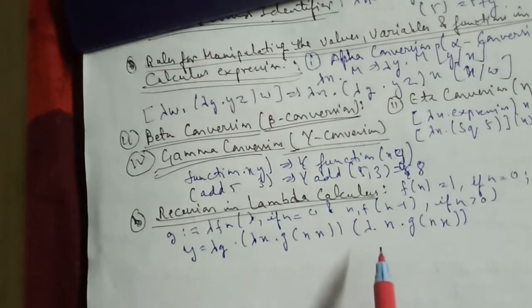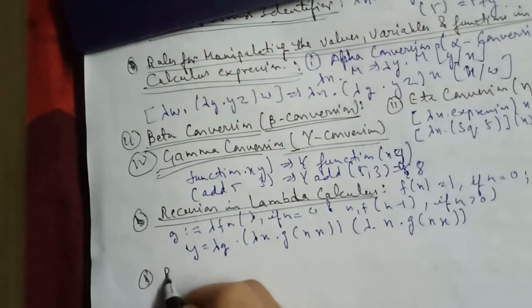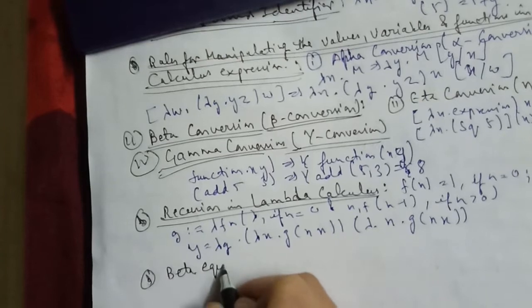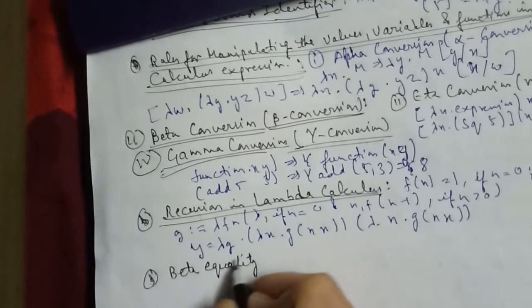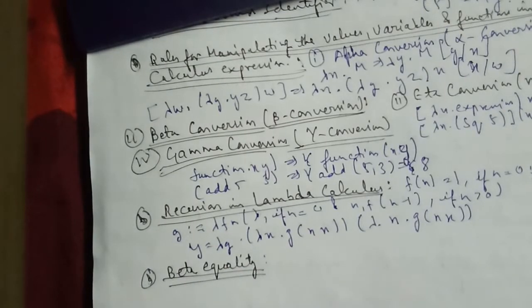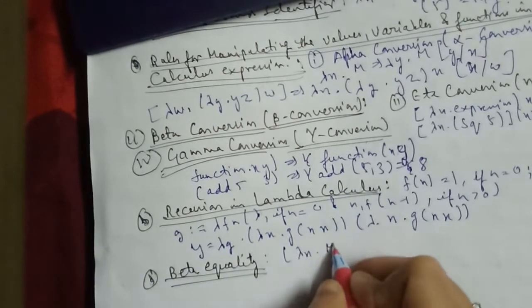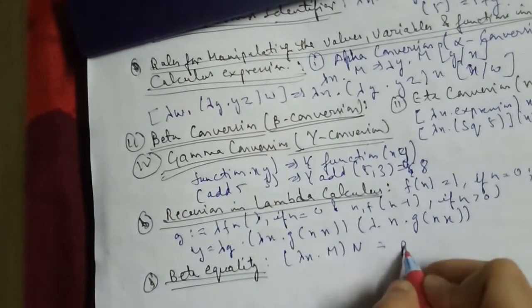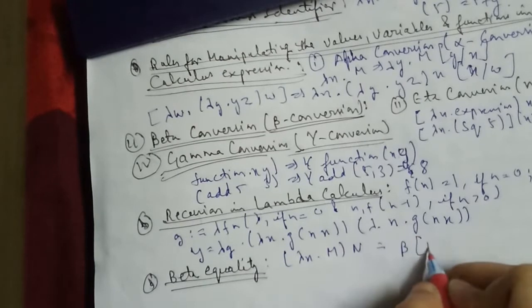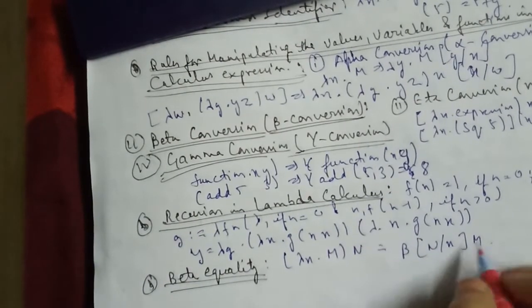So let's go ahead and discuss it in more detail. The next question is to explain beta equality. The key axiom of beta equality is represented in the form (lambda x dot m) n equals beta m with n substituted for x, the beta axiom.